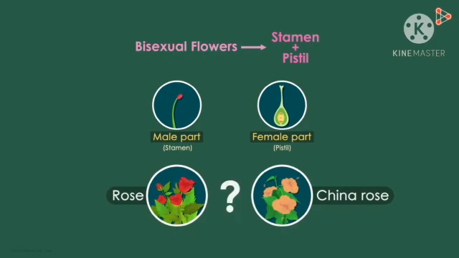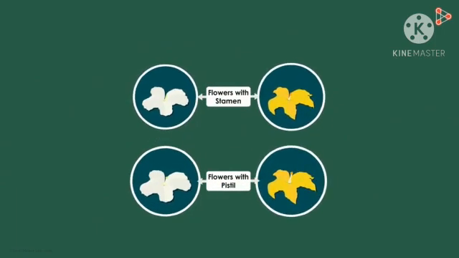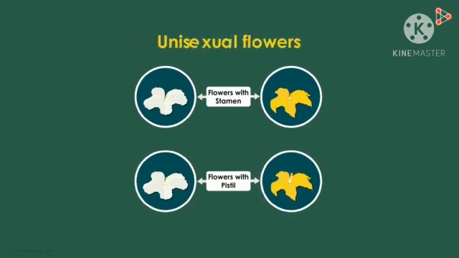What about other flowers then? Don't they contain both male and female floral parts together? Some flowers, such as those of gourd and pumpkin, possess either stamen or pistil. That is the reason why such flowers are called unisexual flowers.